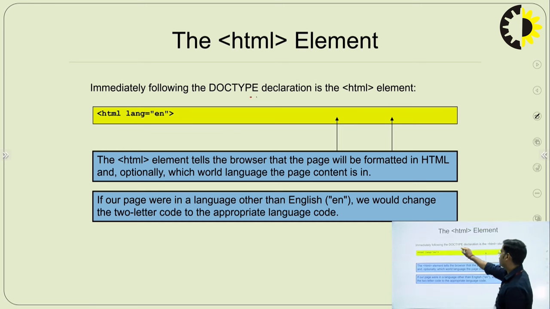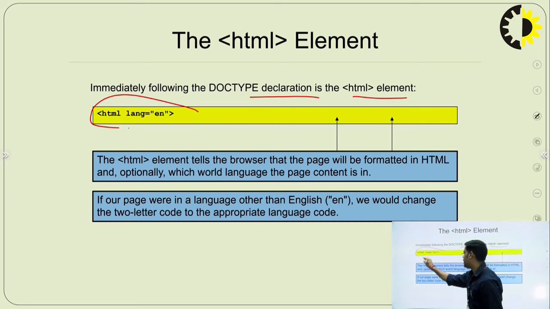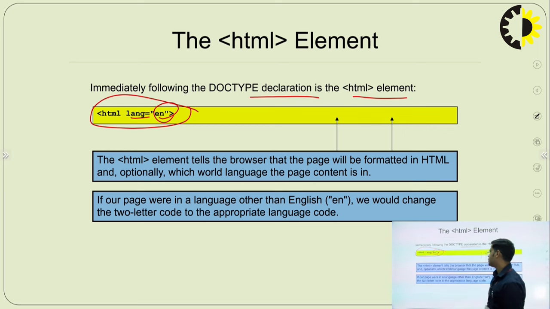Immediately following the doctype declaration is the HTML element. So, HTML lang="en": lang stands for language, and en stands for English. The HTML element tells the browser that the page will be formatted in HTML and, optionally, which world language the page content is in. So if our page is in a language other than English, we would change the two-letter code to the appropriate language code.